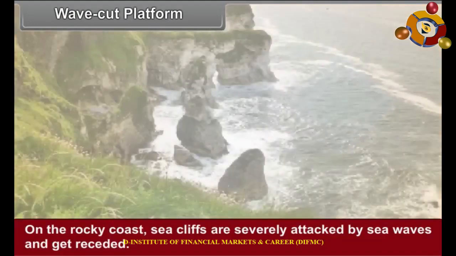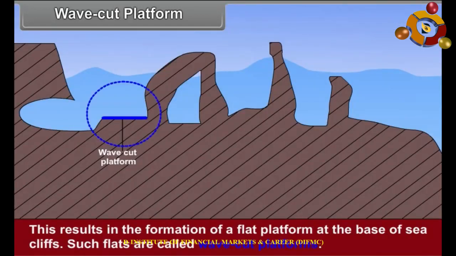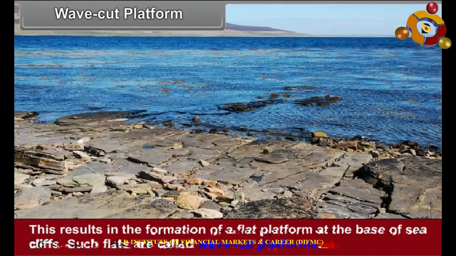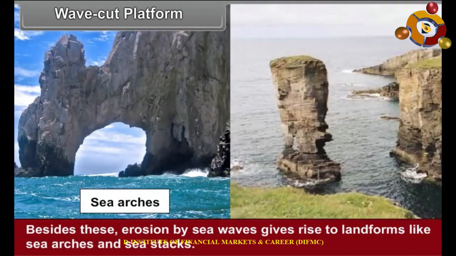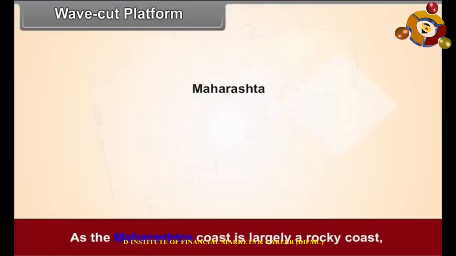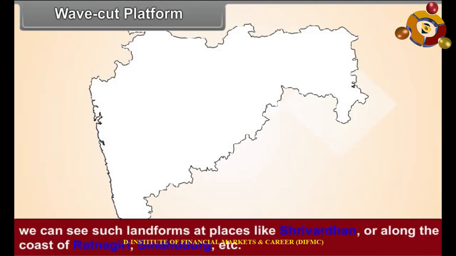Number 3. Wave-cut platform. On the rocky coast, sea cliffs are severely attacked by sea waves and get receded. This results in the formation of a flat platform at the base of sea cliffs. Such flats are called wave-cut platforms. Besides these, erosion by sea waves gives rise to landforms like sea arches and sea stacks. As the Maharashtra coast is largely a rocky coast, we can see such landforms at places like Shrivardhan or along the coast of Ratnagiri, Sindhudurg, etc.